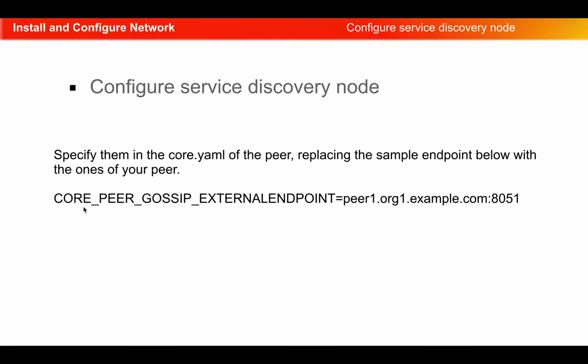Here is the property that you have to set for configuring a service discovery node. You specify the one peer which is going to act as the service discovery node. In this slide, we are setting that gossip peer for service discovery as peer 1 of the organization, which is running on port 8051.